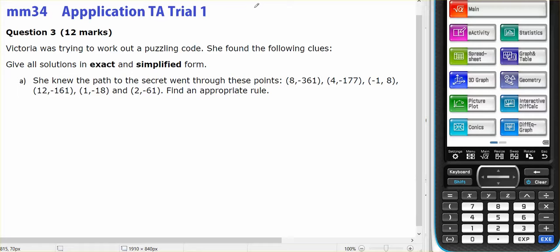This is for Year 12 Methods. It comes out of Trial Number 1 for the application task, Deck Aloud. Question 3, part A.